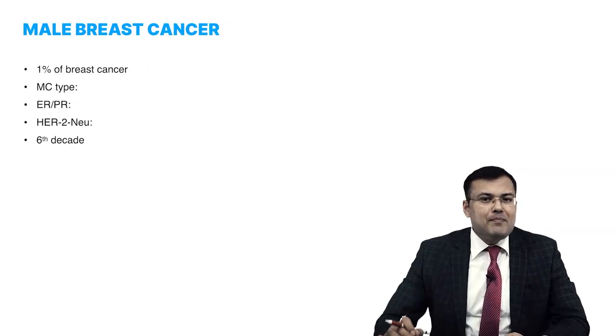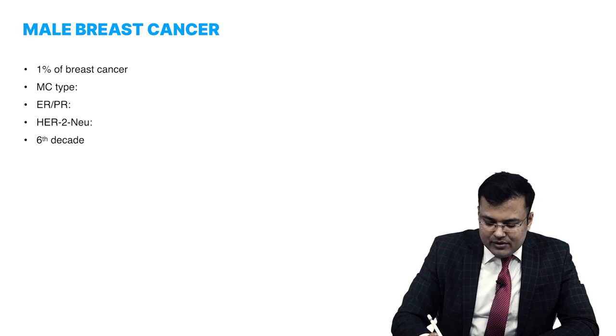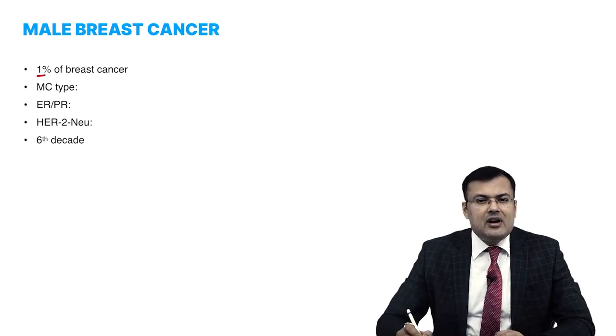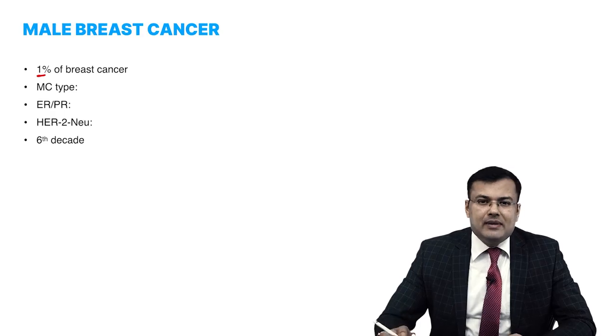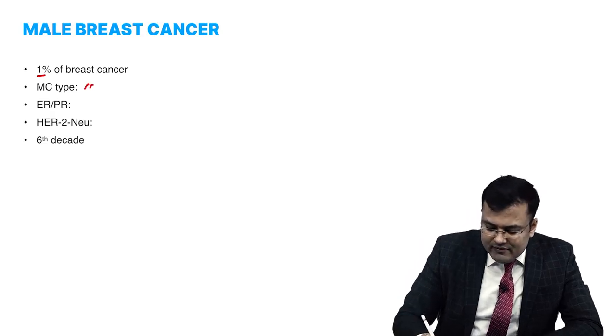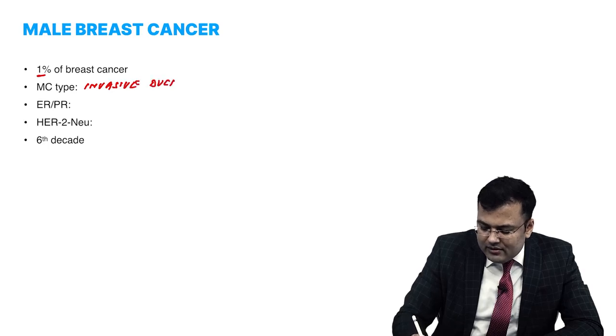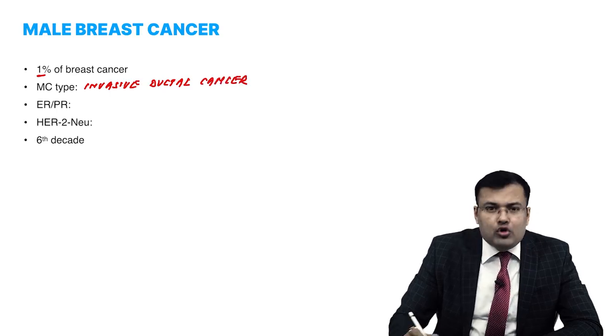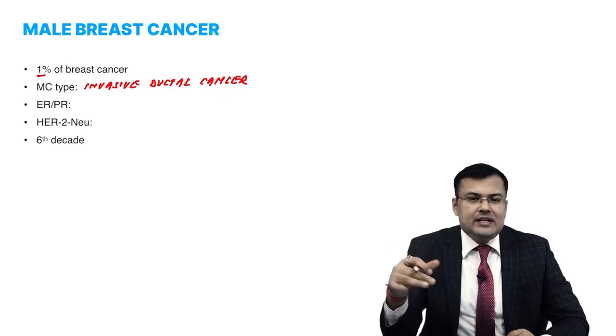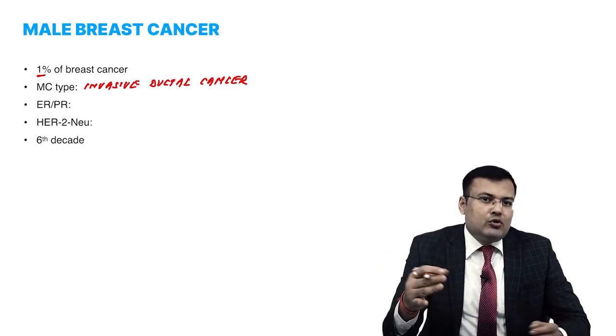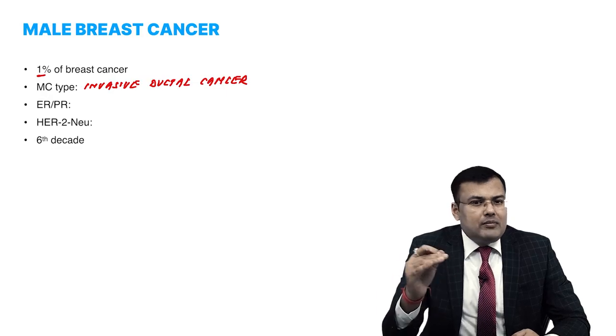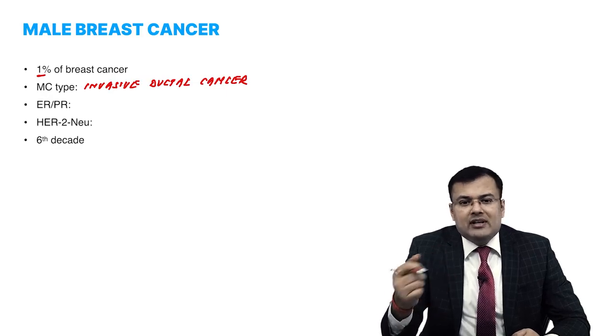Now see the special type, male breast cancer. This is responsible for only 1% of breast cancer. What is the most common type? In males and females, the most common type is the same. It is invasive ductal cancer. We discussed that in females there is duct as well as lobule. So lobular carcinoma is exclusively seen in females, but ducts are present in both males and females. That's why in both, the most common type is invasive ductal cancer.